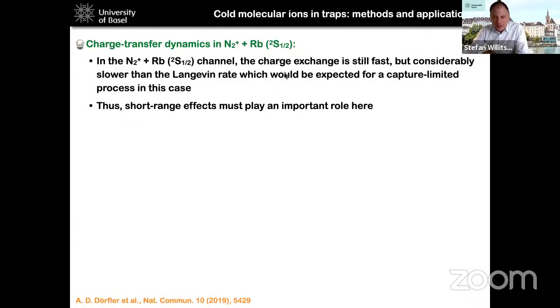So in the ground state, with rubidium in the ground state, we have a rate constant that is slower than Langevin, right? Lower than Langevin by a factor of 3. So this means that it can't really be understood in terms of capture dynamics anymore, but we have to also look at the short range part of the collision, right? What happens at short range in order to understand what's going on.